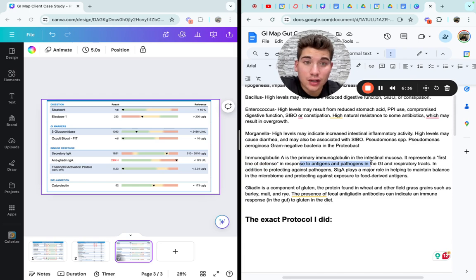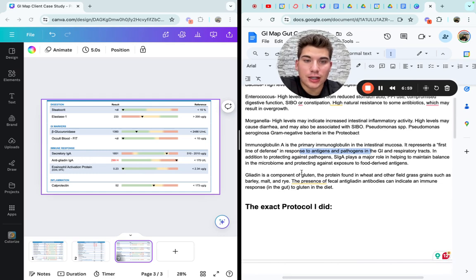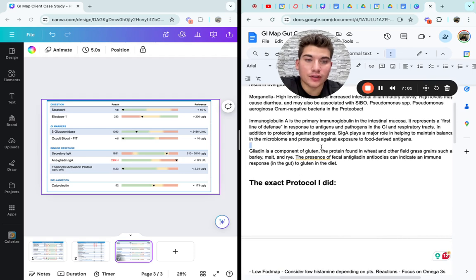Because if it's impaired, then you have inflammatory toxins flow into your bloodstream, which then causes an inflammatory immunological response. So here we can see that the intestinal lining is impaired. So this now indicates leaky gut. Anti-gliadin IgA is a component of gluten.